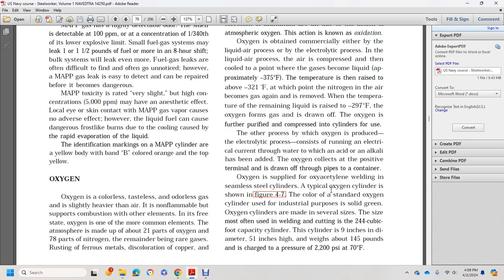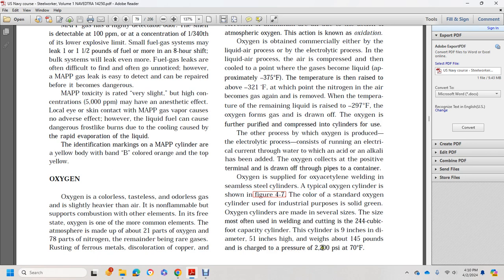Welding. A seamless steel cylinder, a typical oxygen cylinder, is shown in Figure 4.7. The color of oxygen cylinders is industrial solid green. Oxygen cylinders most often used for welding and cutting have a 244 cubic foot capacity. The cylinder is 9 inches in diameter and 51 inches high. The weight is about 145 pounds.